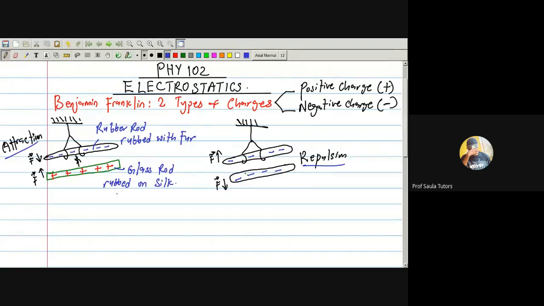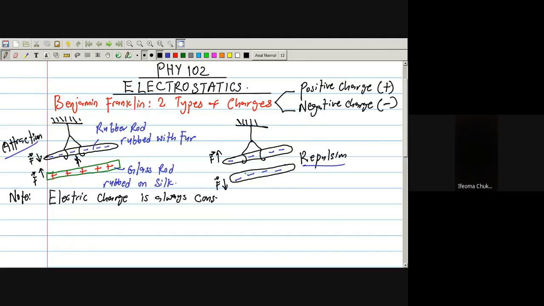And take note of some facts about charges. Now you have to take note of some notes that I'll be explaining as I'm writing this for you. That was electric charge. Note that electric charge is always conserved.